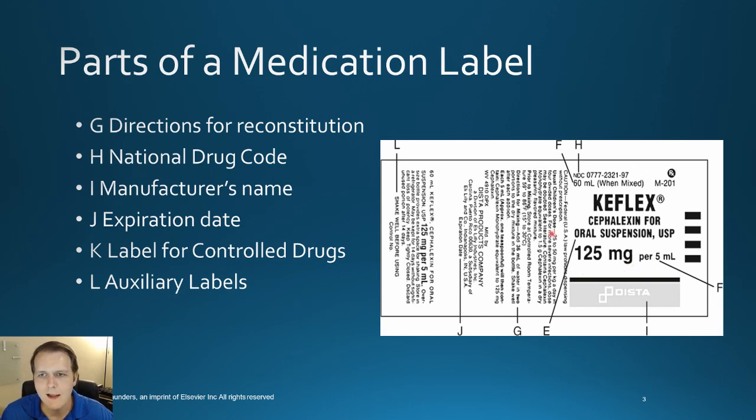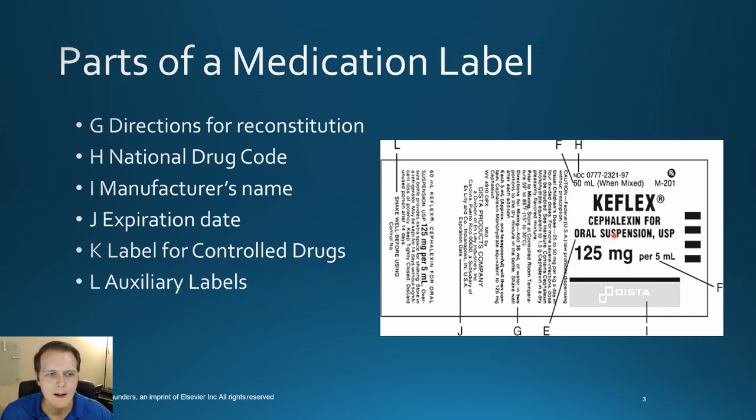Okay. H is going to be for the National Drug Code, or the NDC. This helps us to identify that it is a specific product. You'll find that you could have multiple generic products or brand name products that have different NDCs. This will identify it to this particular manufacturer for this particular drug.